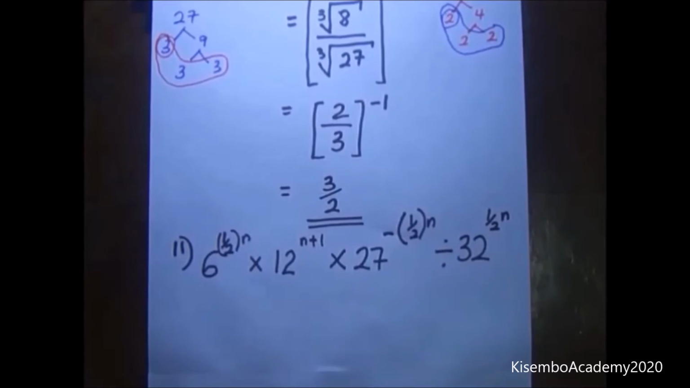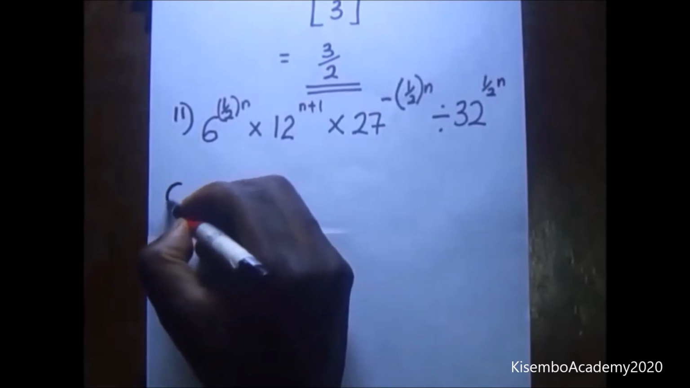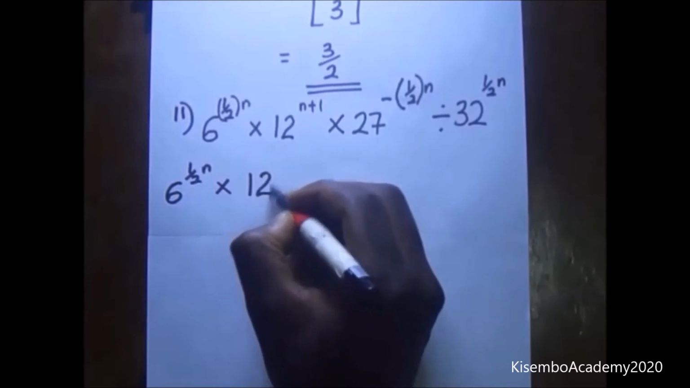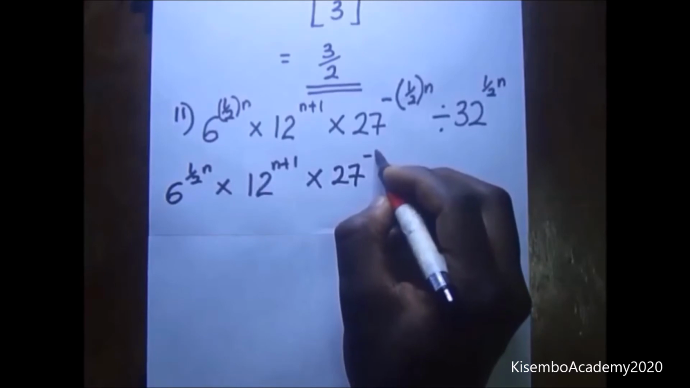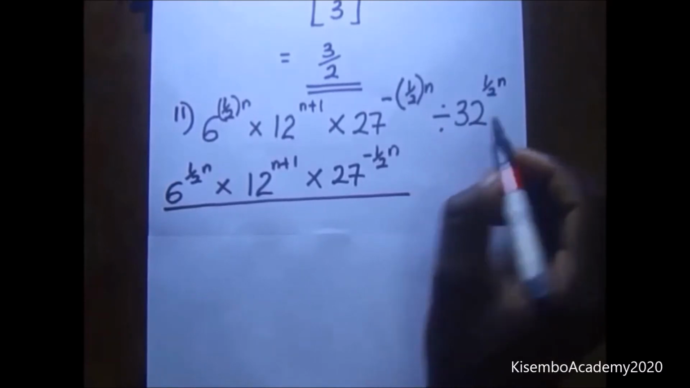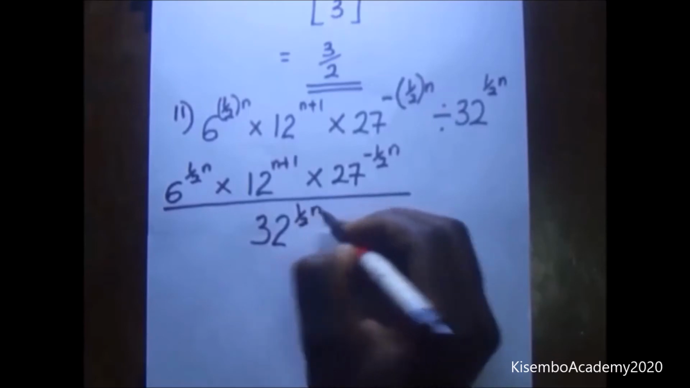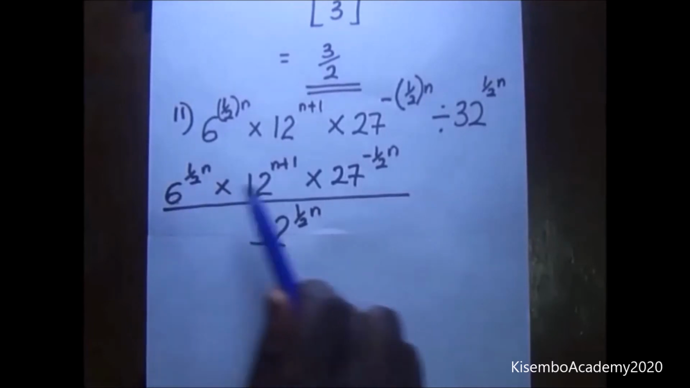And now our task is to simplify that number. So we start the working. This is the same as saying 6 to the power half n, multiply that by 12 to the power n plus 1, multiply that by 27 to the power -half n, divided by 32 to the power half n. After breaking it down like that, now we find the prime factors of these.